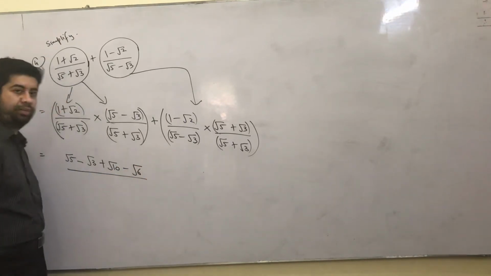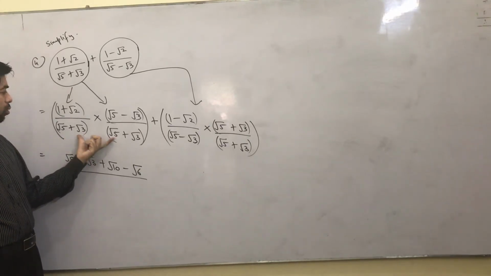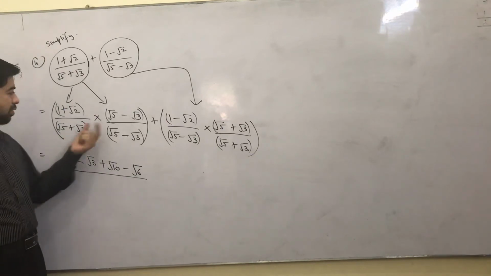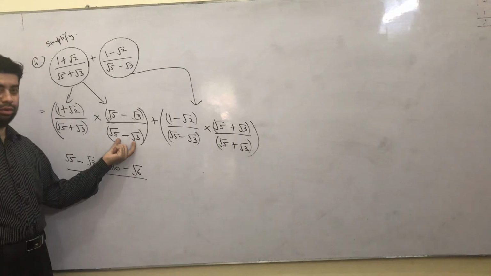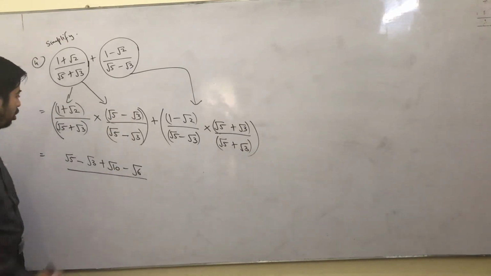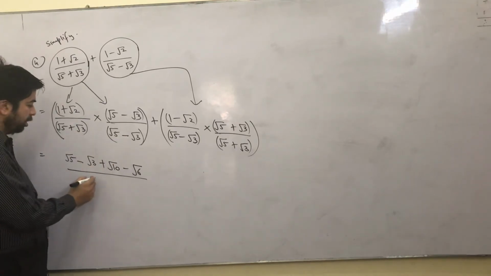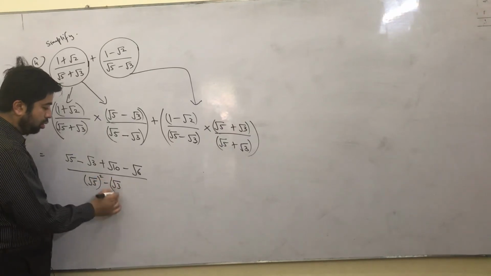And in the denominator, see that a plus b into, sorry, this is a minus. This is positive and its conjugate is square root 5 minus square root 3, and it is square root 5 minus square root 3. Its conjugate, both are same. So a plus b into a minus b must be a square minus b square, meaning square root 5 square minus square root 3 square.